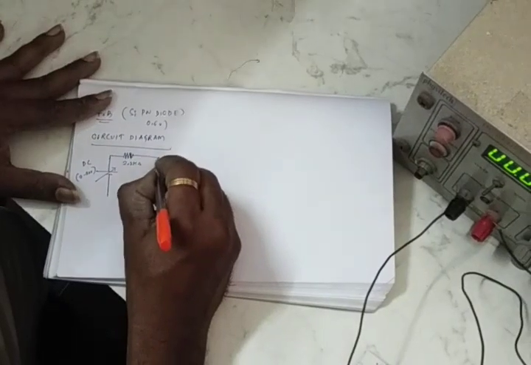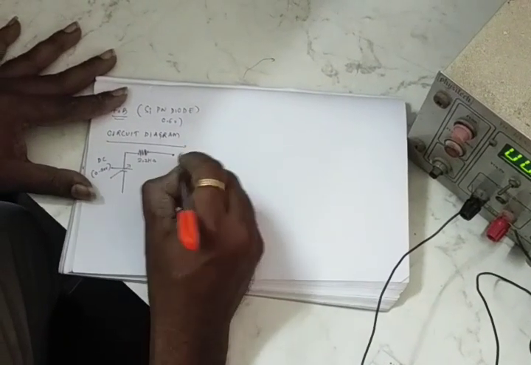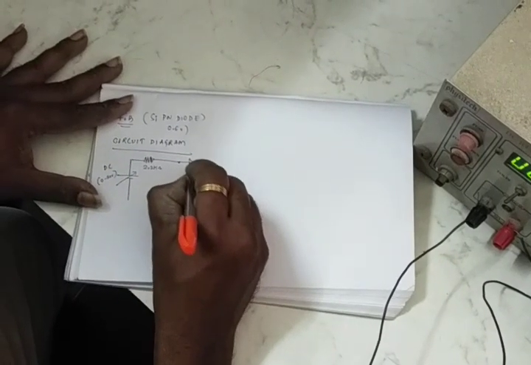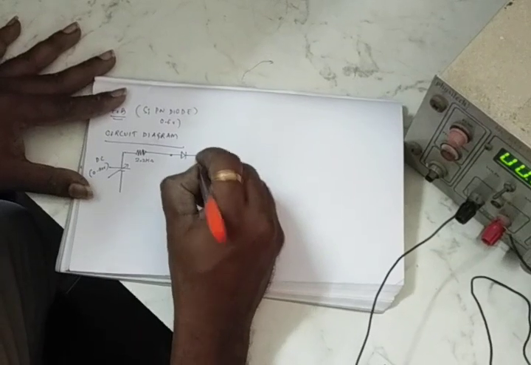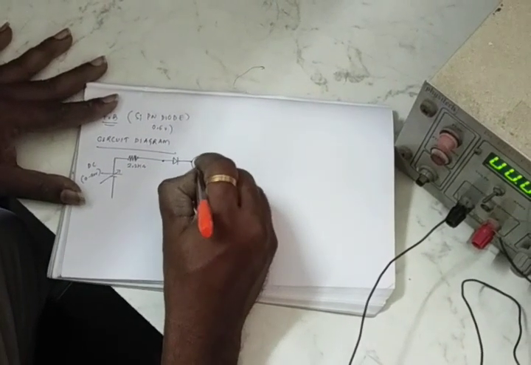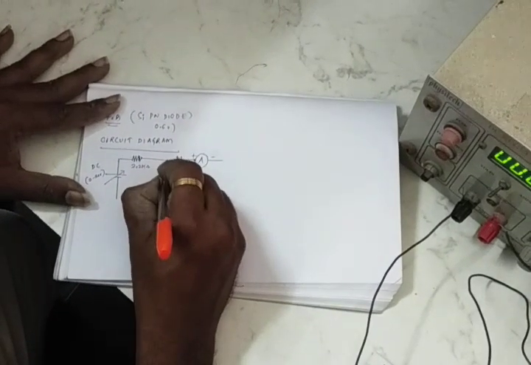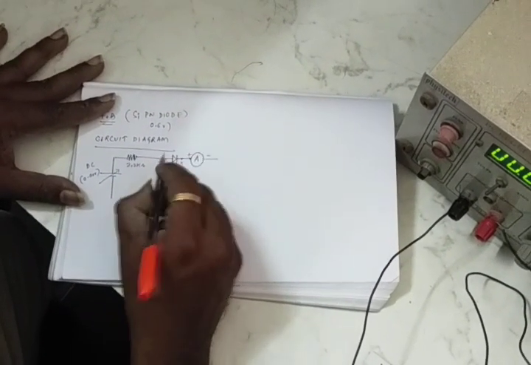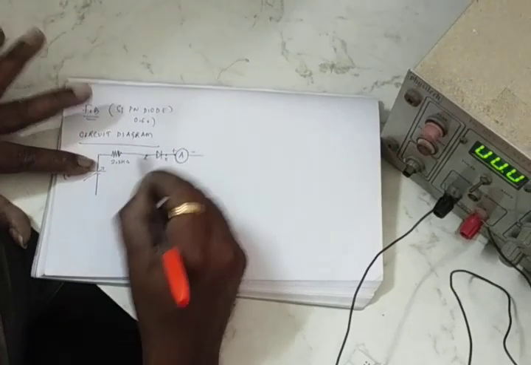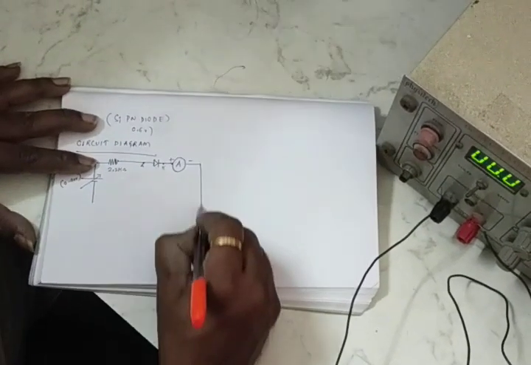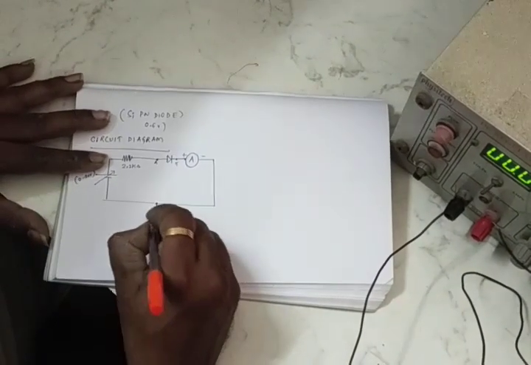So I am connecting the diode. The diode anode has to be connected to the positive. Now the current through the diode has to be calculated, so I am using an ammeter. This is positive, this is negative. This is anode, this is cathode. Anode is connected to the positive, whereas cathode is connected to the positive of the ammeter, in series. These two are grounded.